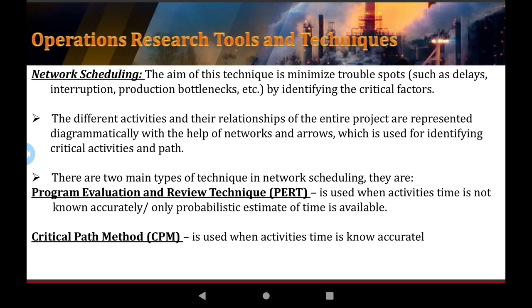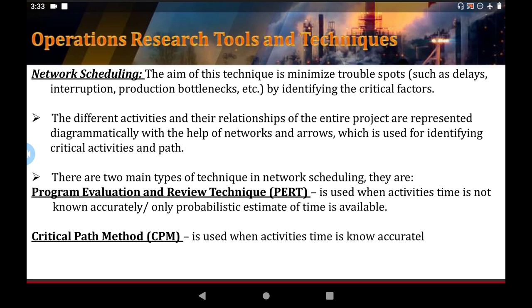And the critical path method is the second technique provided for the procedure of network scheduling. This critical path method, CPM, is used when the activity time is known accurately. This technique is performed with accurate time for the project, and the time considered in the system is very important and accurate.